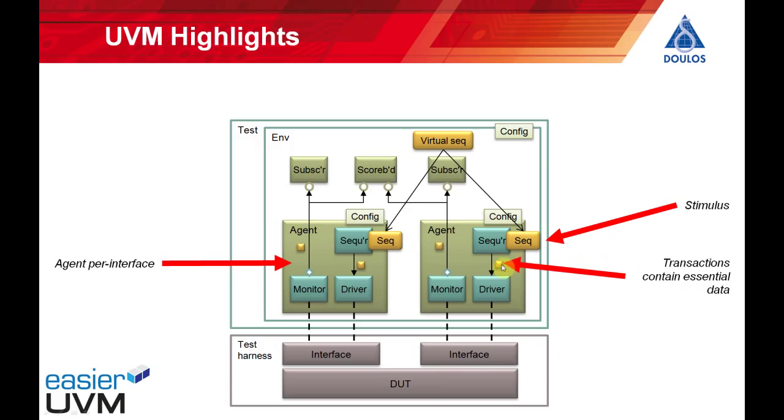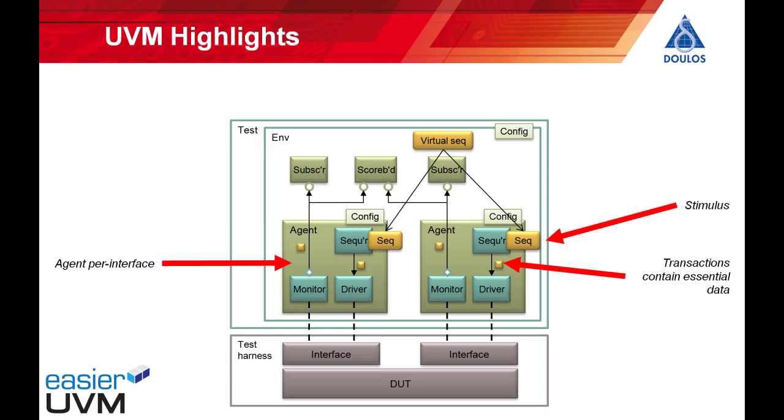Sequences then generate transactions. Transactions are themselves objects, and those transactions will contain the essential data needed to wiggle the pins on the design under test, as needed according to the specific protocol. So for example, if we're talking about a bus interface here, then the essential data in the transaction is likely to be data, address, and whether we're executing a write cycle or a read cycle on the bus. Plus maybe other data related to the protocol, such as priorities. Transactions might also contain metadata, data such as timestamps and IDs, in order to maximize the value of the verification environment.